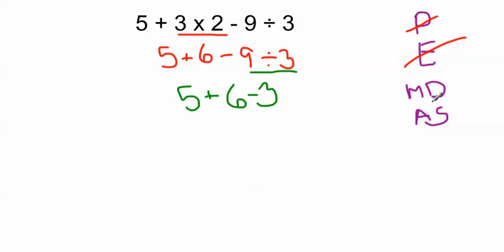Now I will look at the problem again. I do not have any more multiplication or division, so I will move on to addition and subtraction. Here I have addition first, so I will solve that. 5 plus 6 is 11 minus 3. Now that that is my last step, I can solve the problem. I have 11 minus 3 is 8.